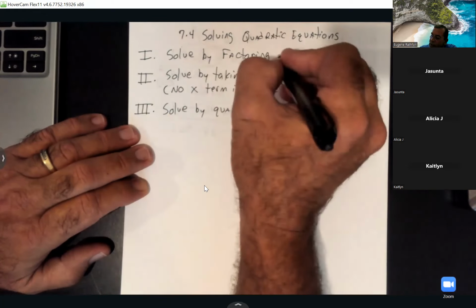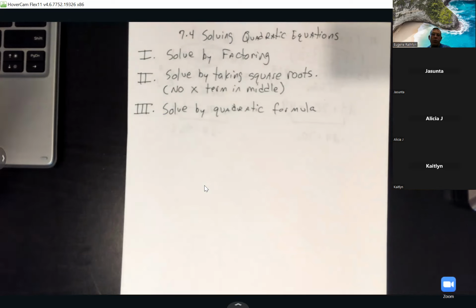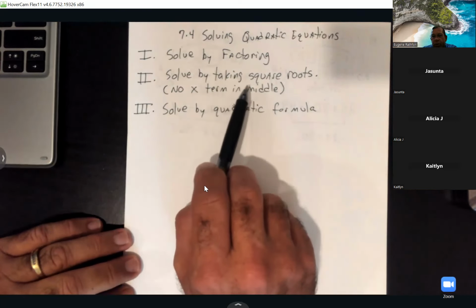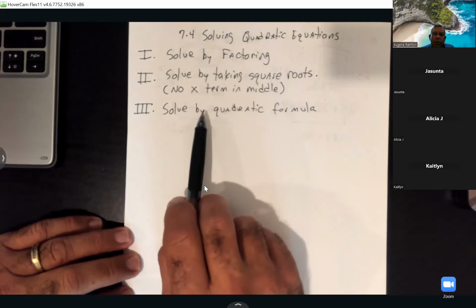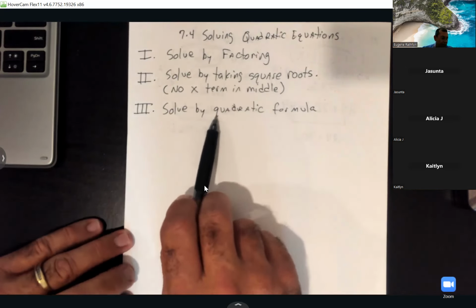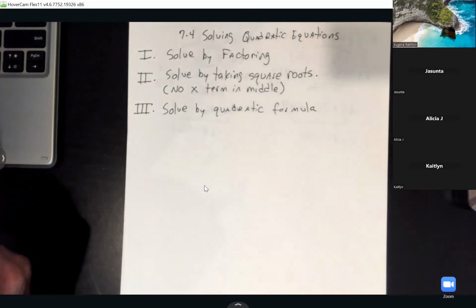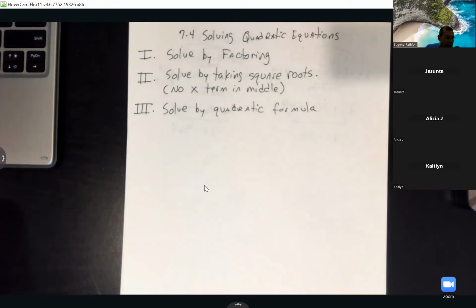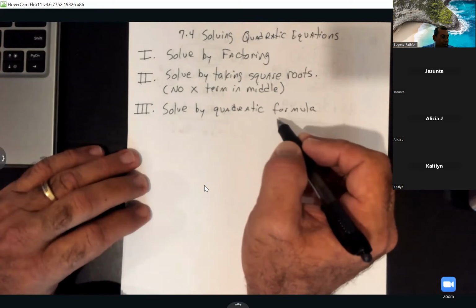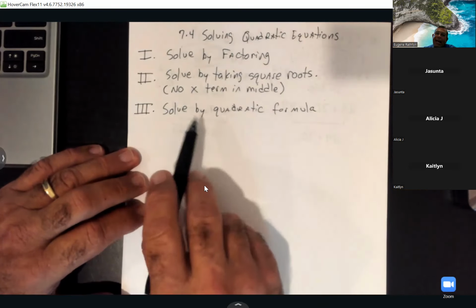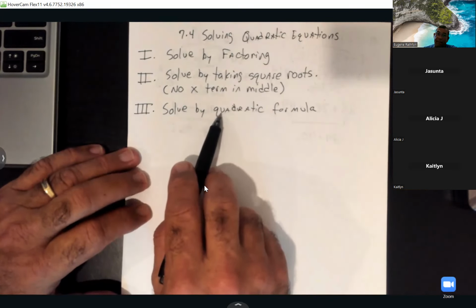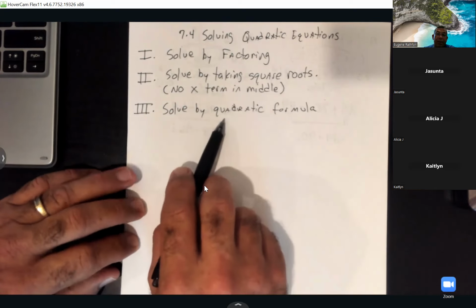Okay. Now remember, the ones that I solve by factoring can have two terms or three terms. It don't matter. But the ones I'm going to do the square roots will not have an x term in the middle. And then the ones I cannot factor, I'm going to solve by this quadratic formula, okay? So we might not hit the ones with the quadratic formula today because I'm going to start in the beginning with the ones by factoring and taking square roots. We might have to save that quadratic formula till Monday, okay? But maybe I'll be able to introduce that, hopefully.